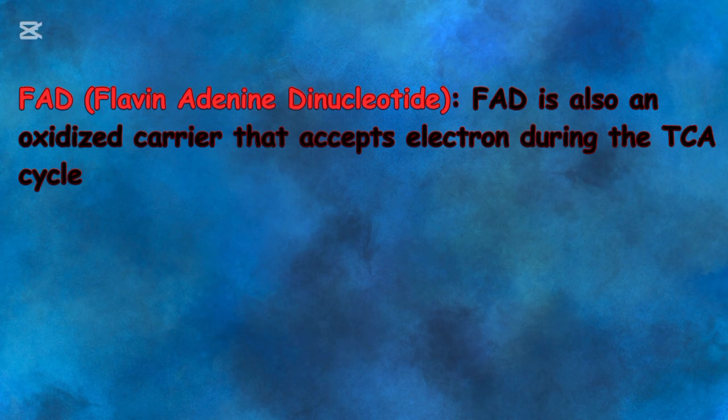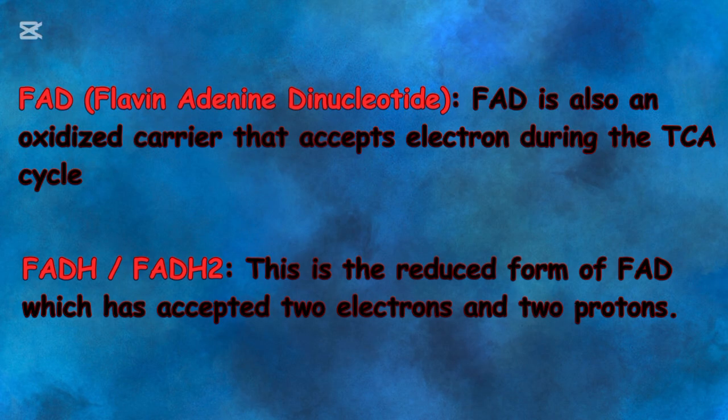Now, FAD stands for flavin adenine dinucleotide, which is also an electron acceptor similar to NAD in the TCA cycle. FADH2 is the reduced form of FAD, which has accepted 2 electrons and 2 protons.